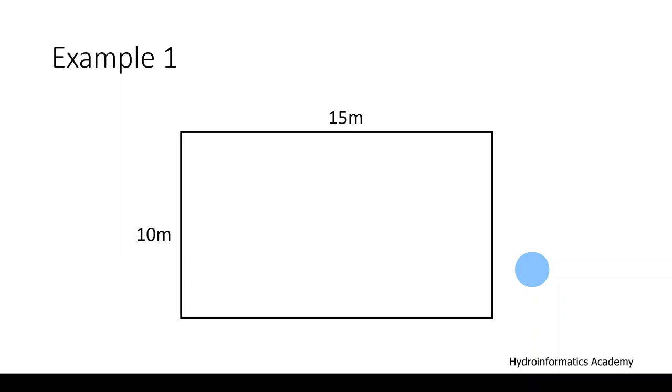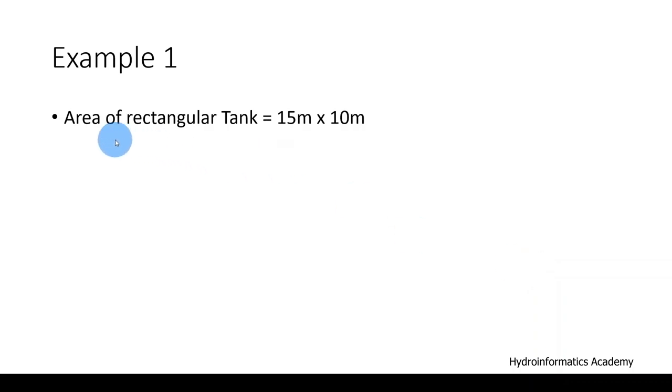The first step here is to find the area of this rectangular storage tank. The area is simple. It is length times width, which is 15 times 10, and this is our area, which is 150 square meters. The next important concept is that we need to find the diameter of the circle that has the same area as our rectangular storage tank.